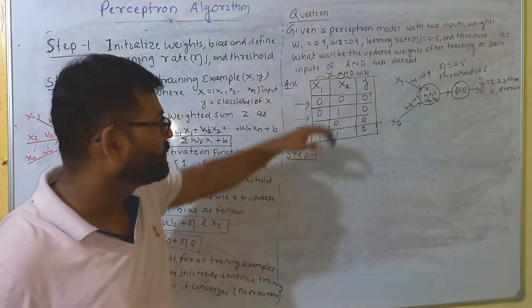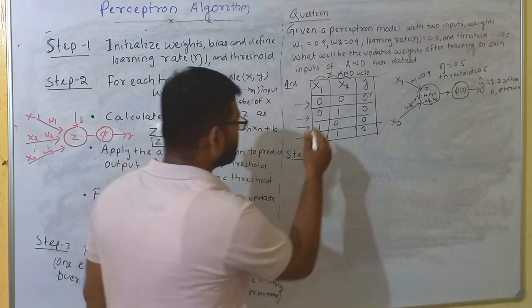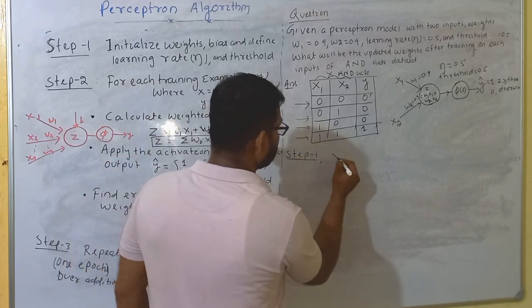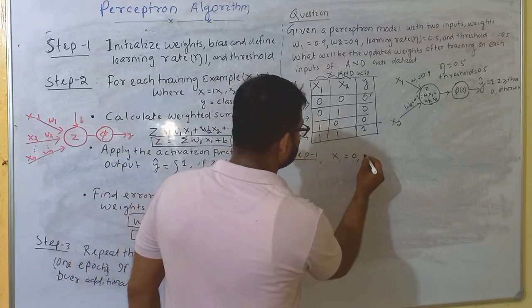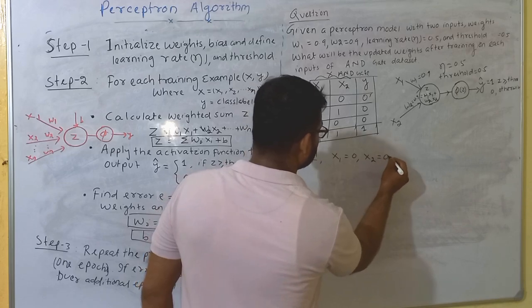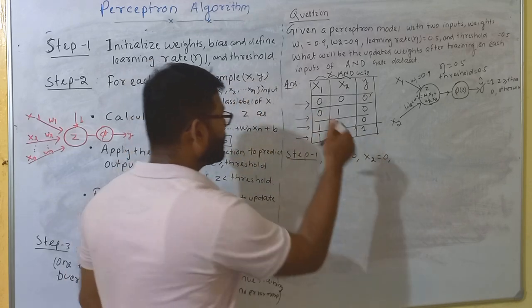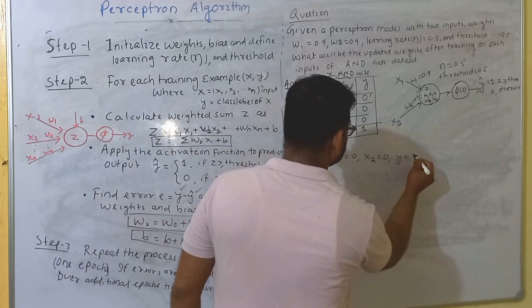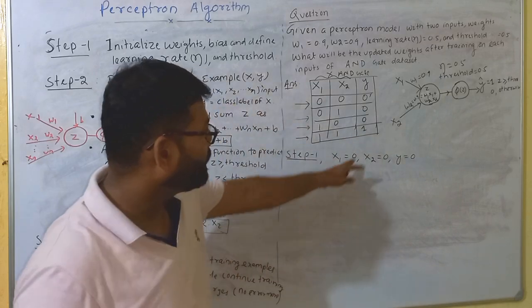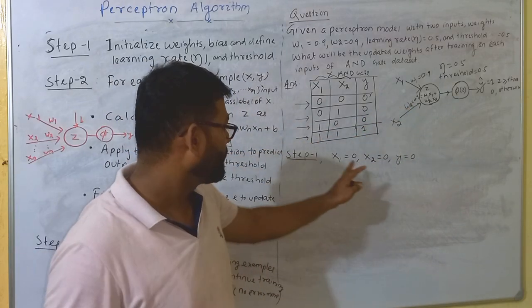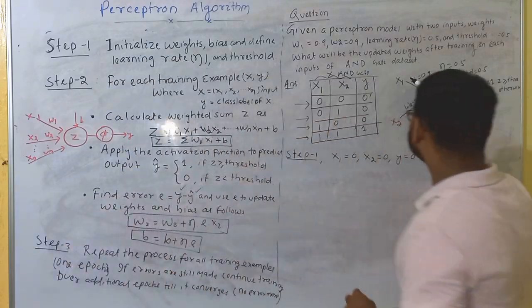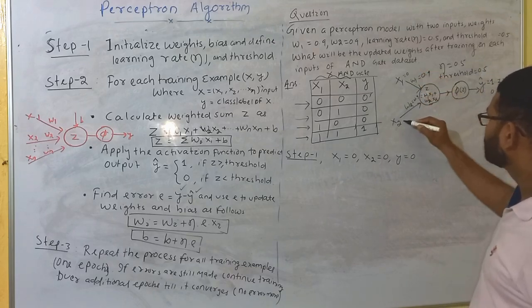The first line. So what is my x1? For the first line, my x1 is equal to 0 and my x2 is equal to 0. And what is my real output? My real output y is 0. Now you apply this in the model, where x1 equals 0 and x2 equals 0.